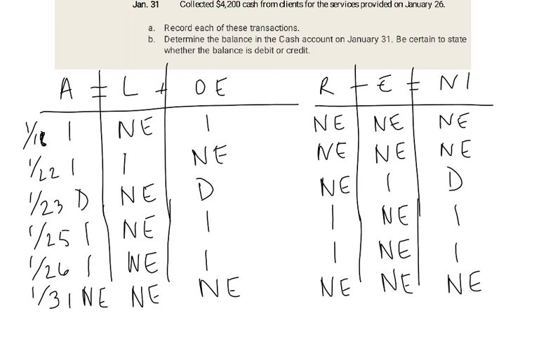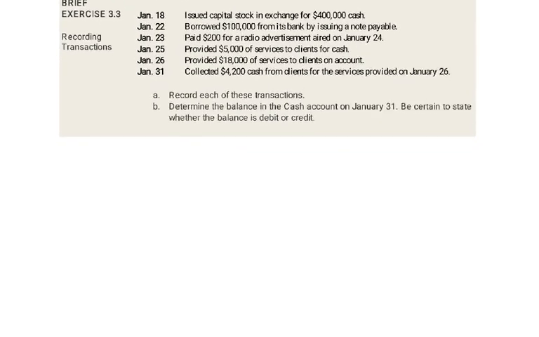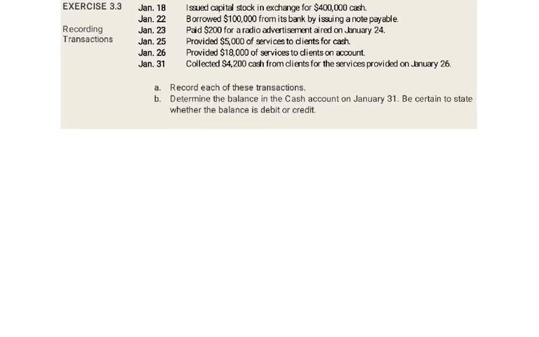So let's use this same problem and go through some journal entries. Okay, now we're ready for journal entries. So let's look at the problem. January 18th, we issued capital stock in exchange for $400,000 cash. So what I like to do is think about each account that I'm affecting.